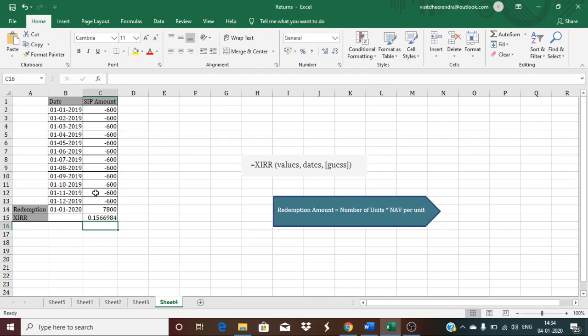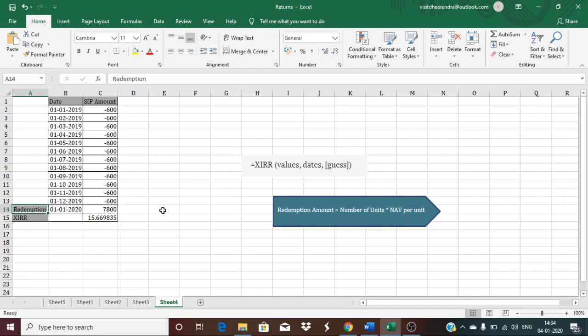0.1566984. Now you can see the formula in Formula 1 as well. If I need to get the percentage value, I can simply multiply this by 100. You can see I'm multiplying this by 100 in Formula 1. I will hit enter. Now 15.669835 is the XIRR in terms of percentage, and that is the aggregated CAGR considering all the cash flows, inflow and outflow.